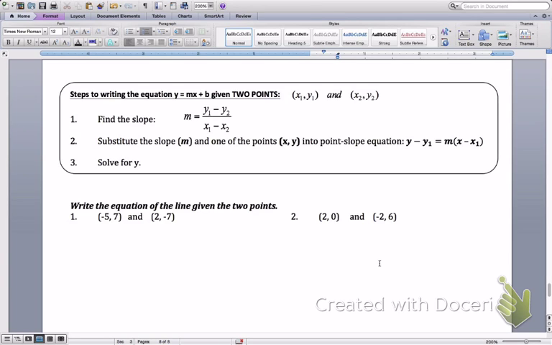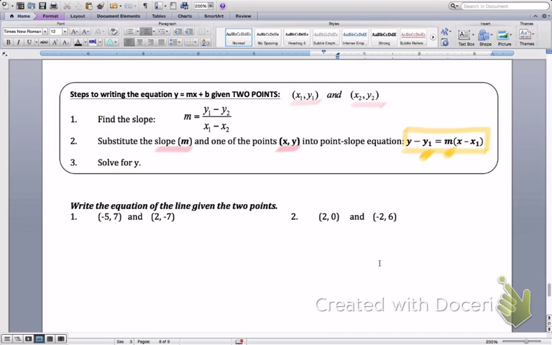Second step is to substitute the slope that you find and one of your points. It doesn't matter if it's the first one or the second one of the 2 points. You're going to take the slope and one of the points and plug them into this equation over here at the end. So you're going to substitute 3 numbers, the y1, the m, and the x1. We're going to solve for y, and once we do that, we have our equation.